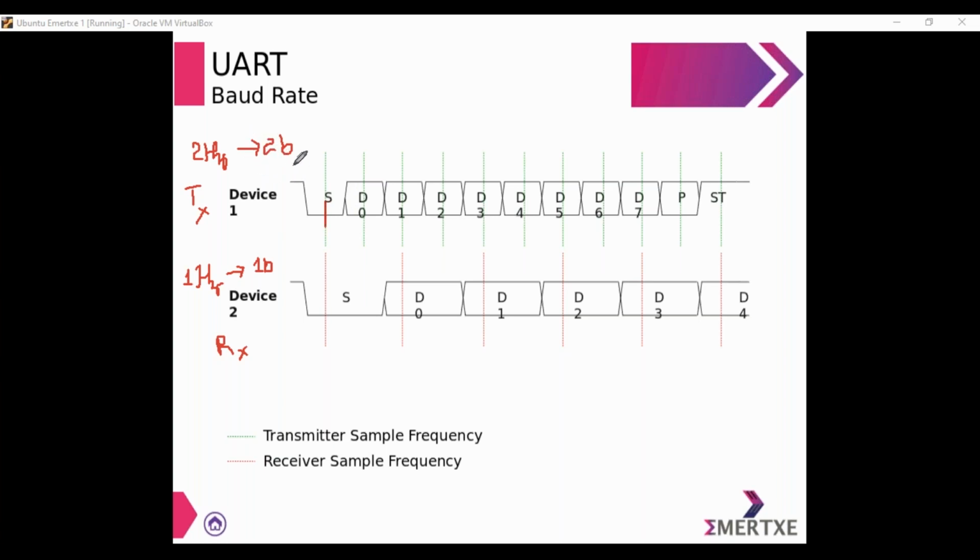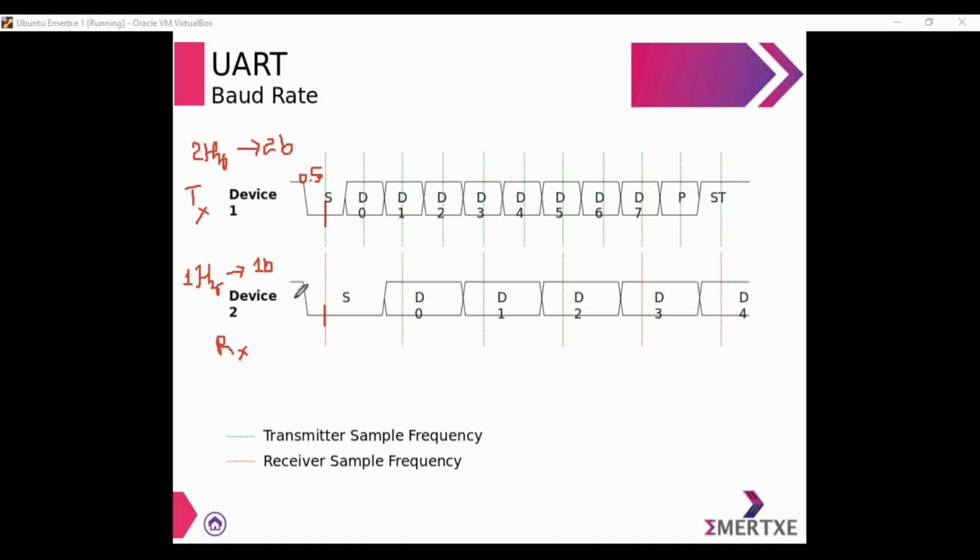I'm saying 2 bits per second gets transmitted. So it will take only 0.5 milliseconds. I mean 0.5 seconds if I'm speaking with respect to seconds. So it is taking 0.5 seconds to transmit one bit. So in the first 0.5 seconds, device 1 is going to transmit the start bit. Now device 2 is going to receive it.